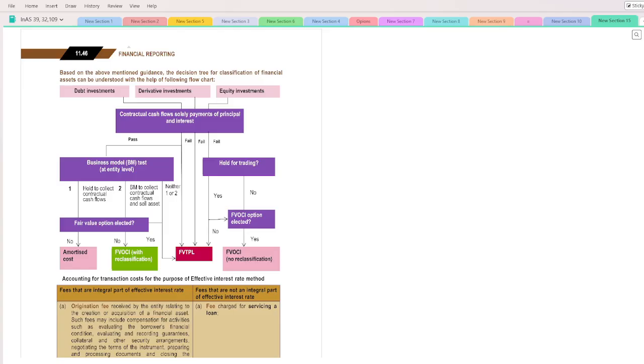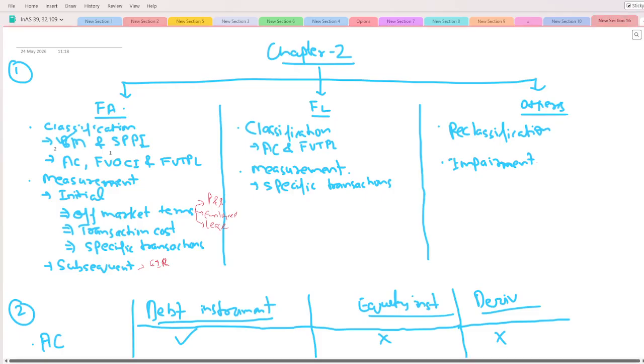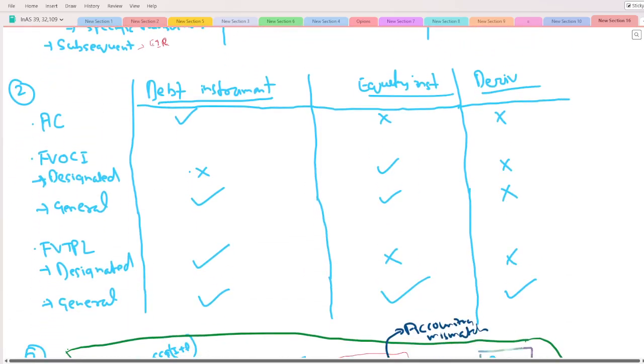Okay, so just quickly I will be going through this, because I have explained this to you. This is the same diagram. Before starting, I will go through this for the debt instrument. So here, if you see, under the amortized cost, FVOCI, you have a designated and the general, and the FVTPL designated and the general.